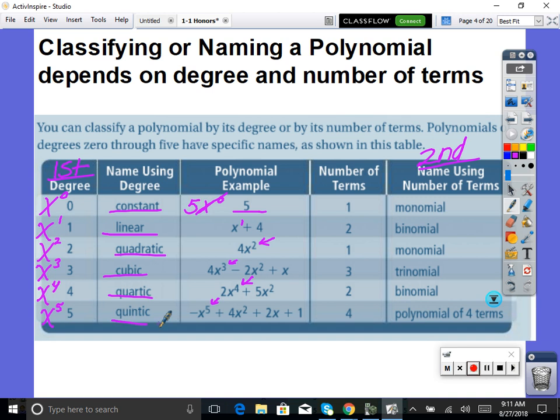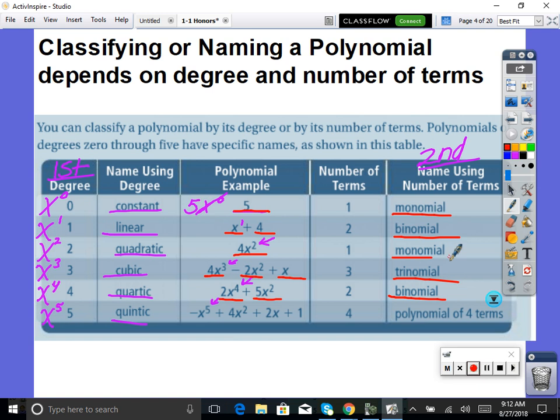Now its second name, you give it by the number of terms. So I'm changing colors here. So if it has 1 term, now a reminder, terms are separated by plus or minus signs. So this has 1 term, it's called a monomial. This has 2 terms, it's called a binomial. It makes sense, bi, 2. Monomial is 1 term. If there's 3 terms, it's trinomial, which makes sense. Triangles have 3 points.